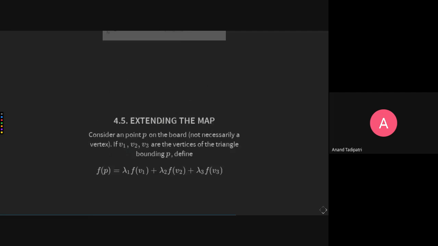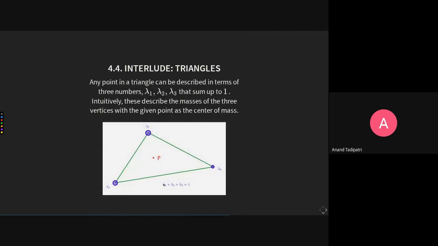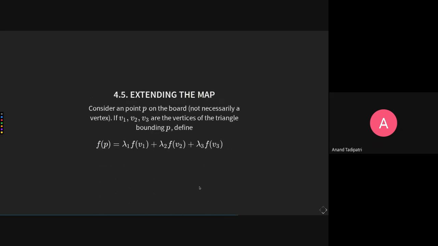We've seen that any point P can be written as lambda one, like this. Basically, we have this fact about triangles. So let's say we have an arbitrary point P, then P lies in a unique triangle, right? And let's say the vertices of this unique triangle are V1, V2, and V3. And V1, V2, and V3 are vertices, so that means F is defined on them. And we extend F to this point P in the interior as follows.